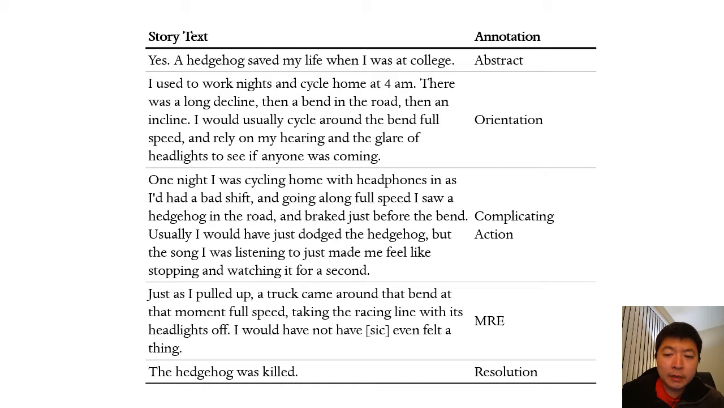In the complicating action, tension starts to rise because a rare event has happened. While the narrator was cycling home, a hedgehog appeared in the middle of the road. In the MRE, the narrator narrowly escapes a fatal encounter with a truck around a bend. Finally, the narrator introduces the fate of the hedgehog. This reduces tension in the story. We classify this as a resolution instead of the aftermath because the event does not happen long after the MRE.